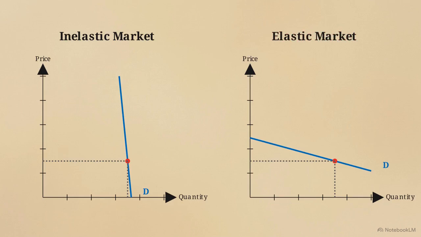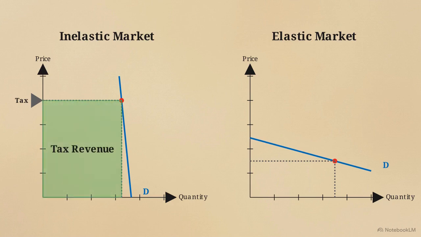On an inelastic good, a tax wedge forces the price up. Buyers absorb the cost, keeping quantity steady, generating a massive rectangle of tax revenue. But on an elastic good, consumers stop buying. Quantity collapses, and the tax revenue rectangle shrinks to almost nothing. This geometry explains why governments consistently target highly inelastic goods, like fuel or essential imports, for indirect taxation. The lack of substitutes guarantees the tax revenue will be collected.